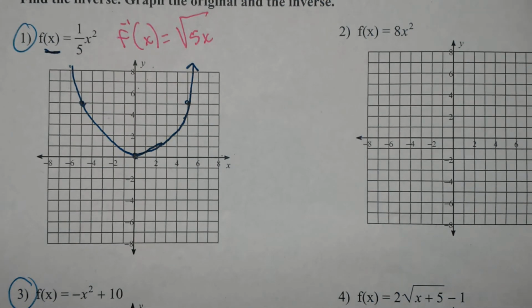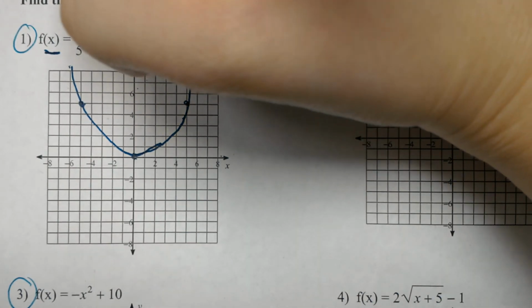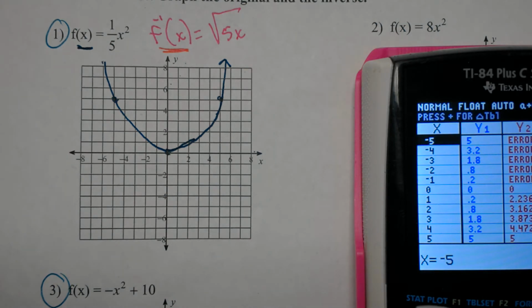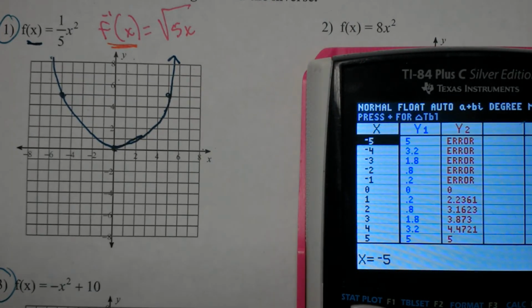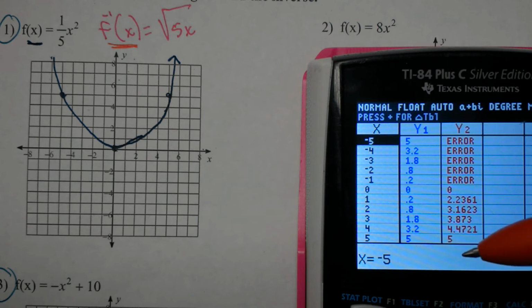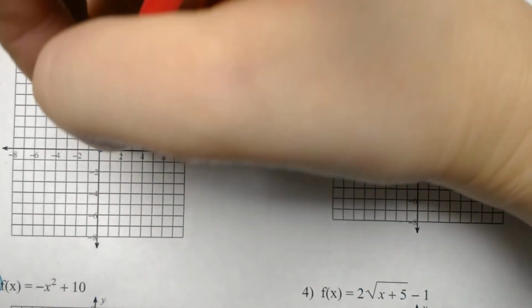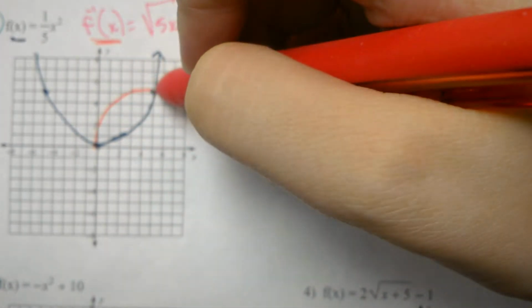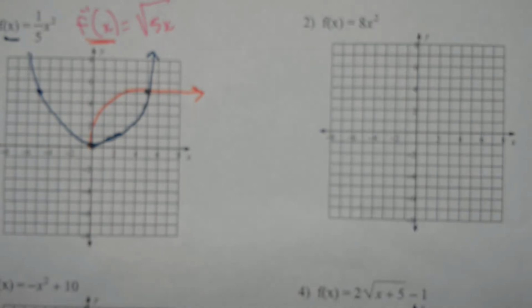And my inverse, I'm going to do in red. So my inverse, my x and y switches. So 0, 0, 5, 5. But this time, the function kind of bows up like this. That's my square root.